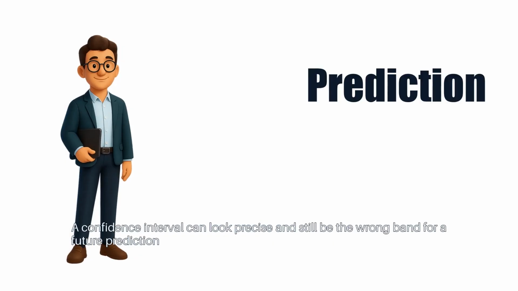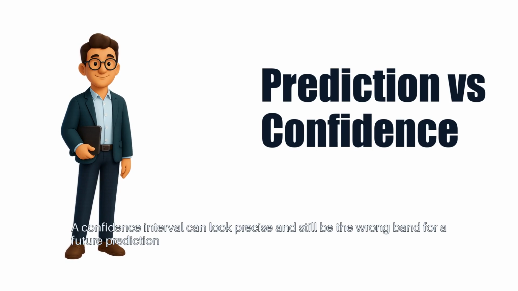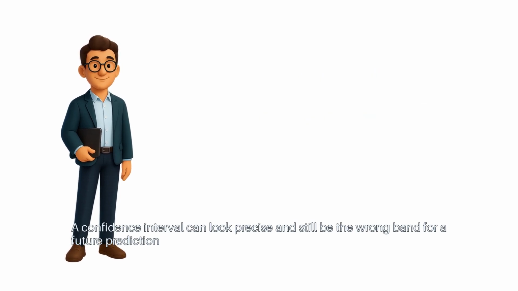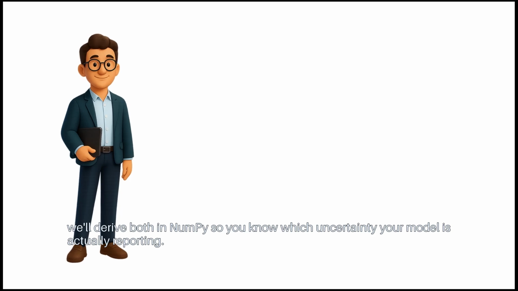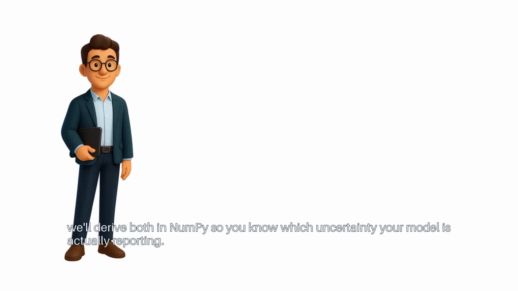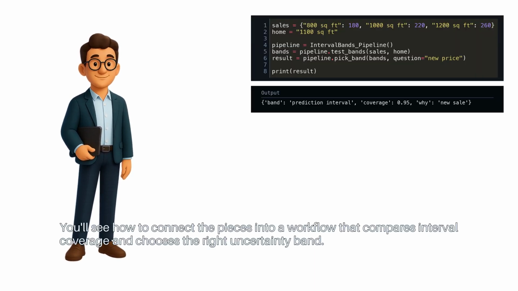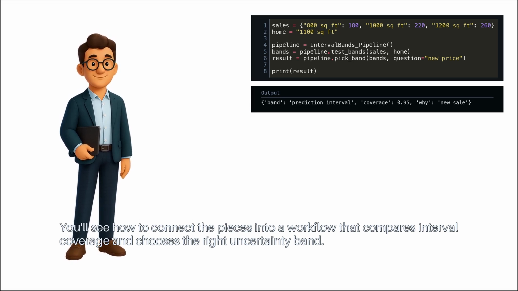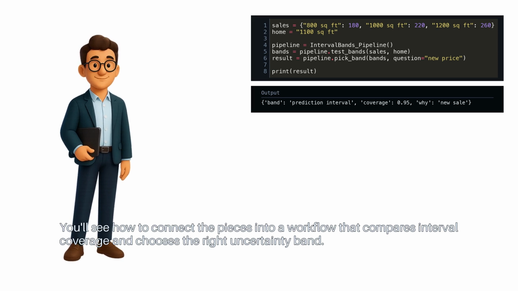A confidence interval can look precise and still be the wrong band for a future prediction. We'll derive both in NumPy, so you know which uncertainty your model is actually reporting. You'll see how to connect the pieces into a workflow that compares interval coverage and chooses the right uncertainty band.